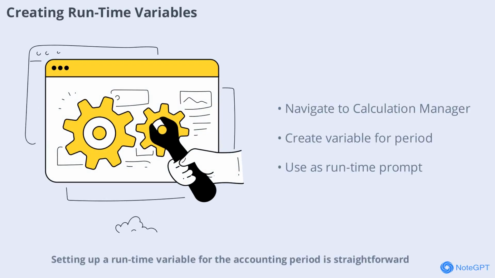Setting up a runtime variable for the accounting period is straightforward. Navigate to the journal's work area, select Create Allocation Rules, and open the Calculation Manager. Under the Tools menu, choose Variables and create a new variable for the accounting period. Enter the required header and value information, ensuring the variable name has no spaces and a default value is set. Once saved, this variable can be used as a prompt during allocation rule execution, providing flexibility and control over the periods included in your allocations.